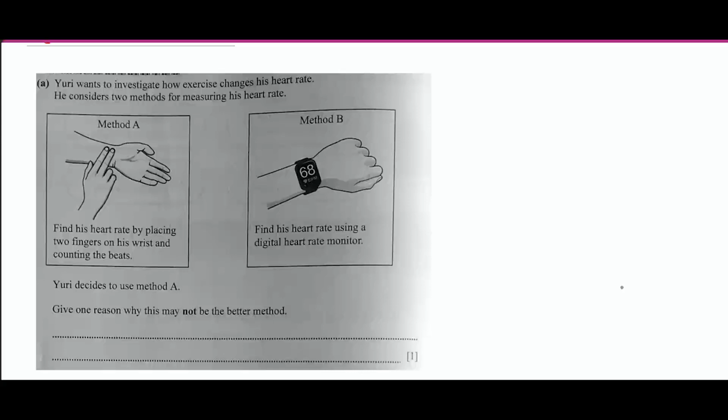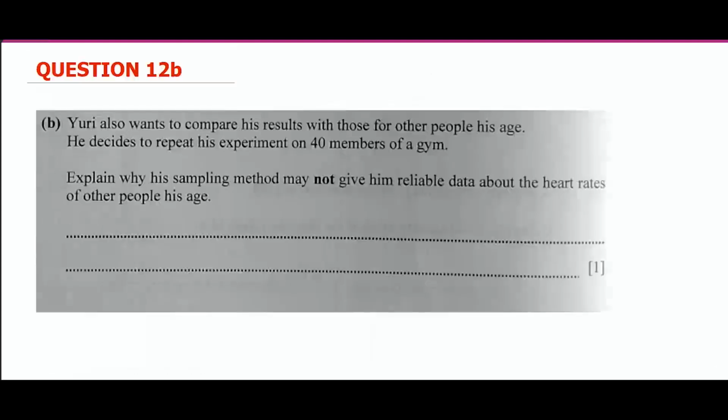Okay, so you can say he may miss the counting. So you can write here that he may miscount, that is, miss the counting. Or you could say the interval may not be constant. Okay, so the rate at which he counts may differ. So that is another option. So let's go to 12b.